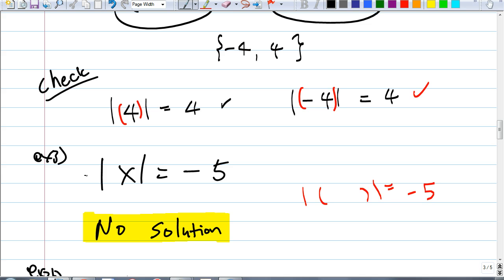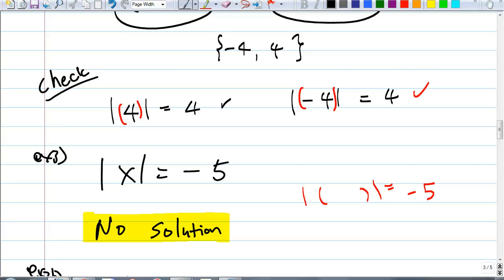So as it is, there is no such number. Can you think of any number that you could plug in here so that when you take the absolute value of it, it becomes negative? No, there is no such number. Does that make sense? So Christina, you're right. All right, let's move on to example 3b.